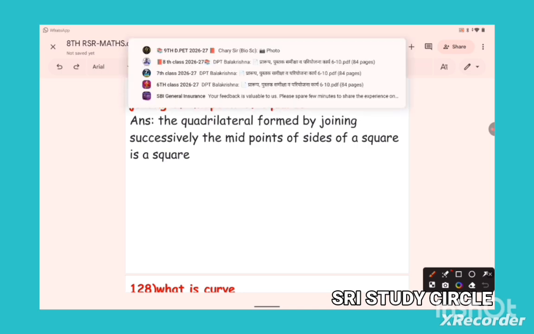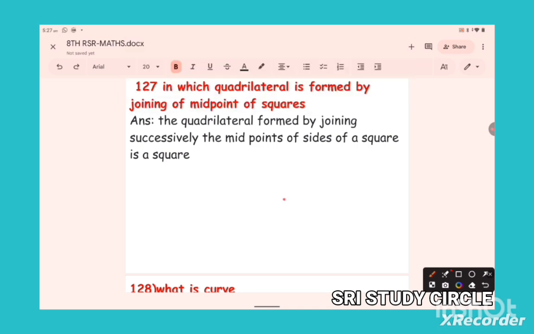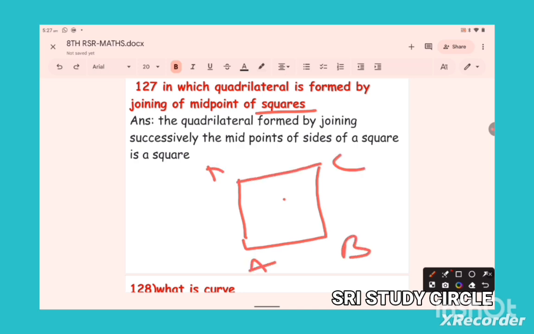Which quadrilateral is formed by joining the midpoints of the sides of a square? Suppose ABCD is a square. Take the midpoint of AB, the midpoint of BC, the midpoint of CD, and the midpoint of AD.